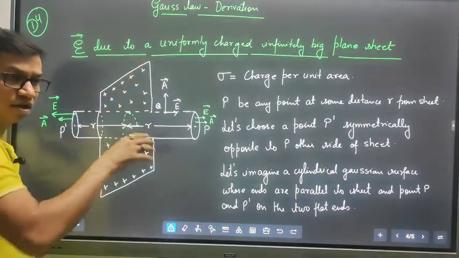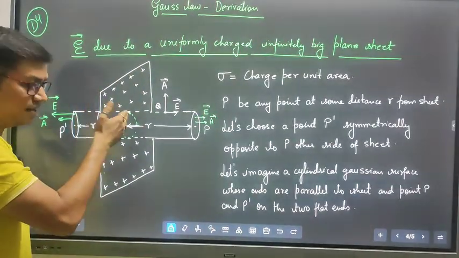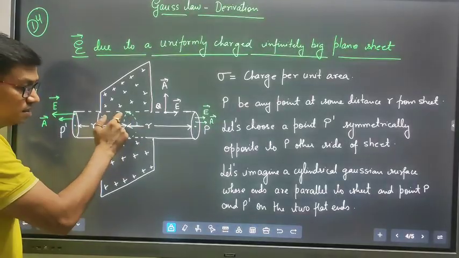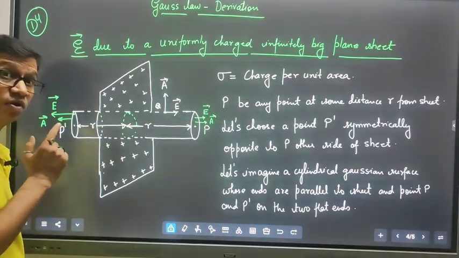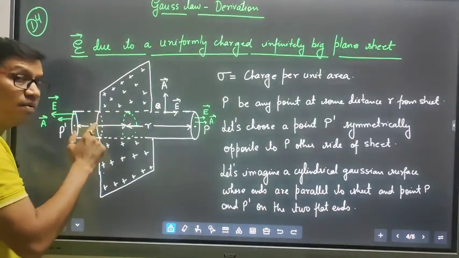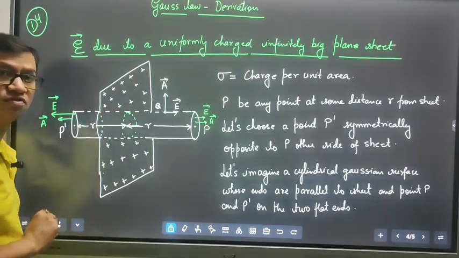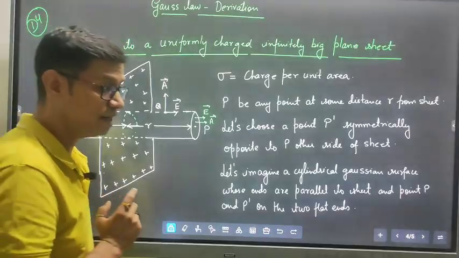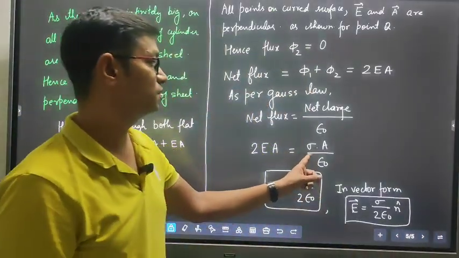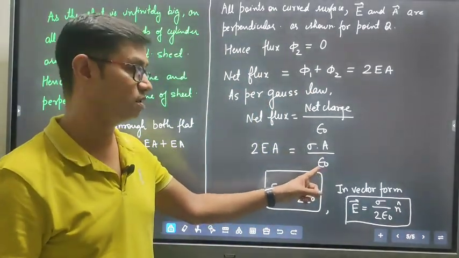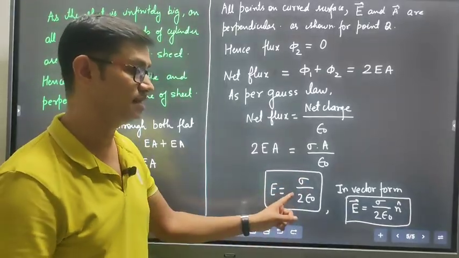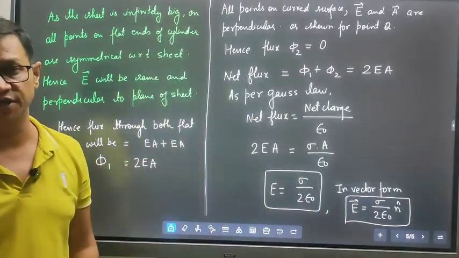आप कहीं भी क्रॉस सेक्शन काटोगे, कहीं पे भी क्रॉस सेक्शन लोगे तो हर जगह A ही होगा. तो यहाँ भी एरिया हो गया A. Sigma is the charge per unit area. Sigma multiplied by A is the net charge from this green circle. So that is the net charge. So 2EA equals sigma into A upon epsilon naught. Now A gets cancelled, E is equal to sigma upon 2 epsilon naught. That is the net electric field of the sheet.